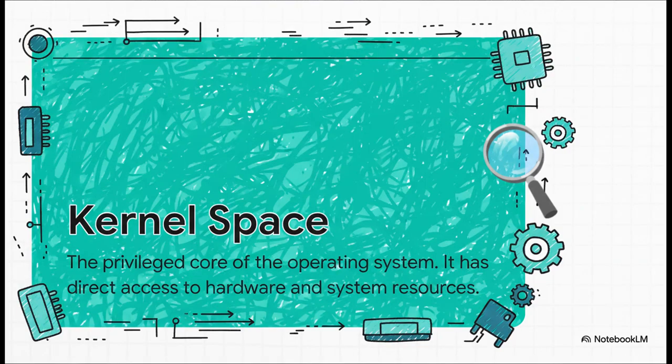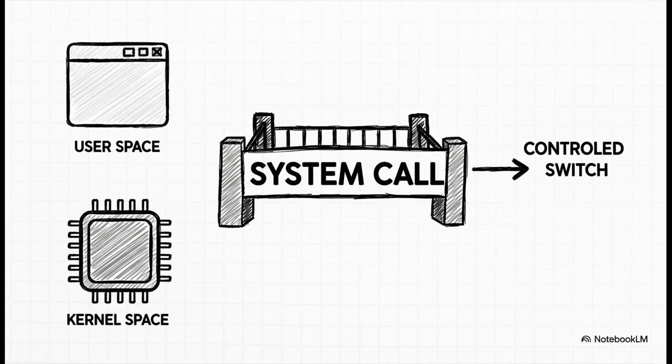To do anything useful with the hardware, your app has to ask for help from kernel space. This is the core of the operating system. It's got all the privileges, all the drivers, and direct access to manage the system's hardware. And the bridge, the gatekeeper between these two separate worlds, is the system call. When your app needs to do some I/O, it makes a system call. This triggers a very controlled, secure switch into kernel mode. The kernel does the heavy lifting and then hands the result back. This handoff is the fundamental building block of non-blocking I/O.